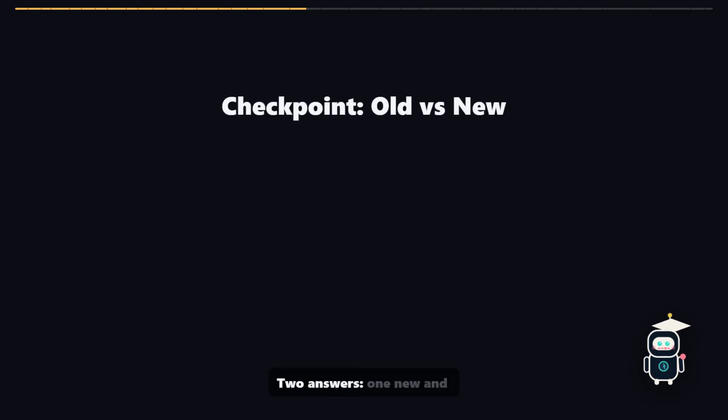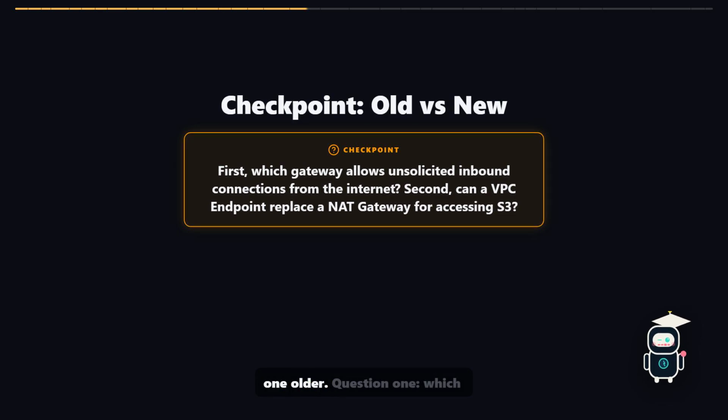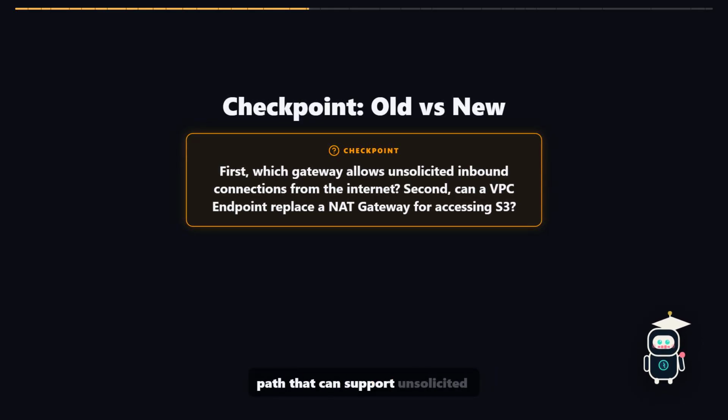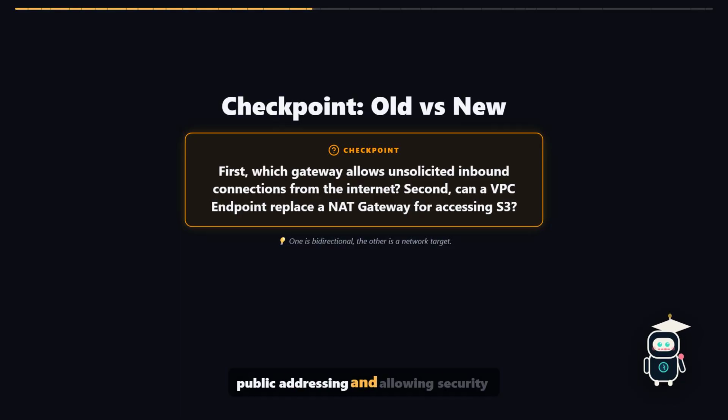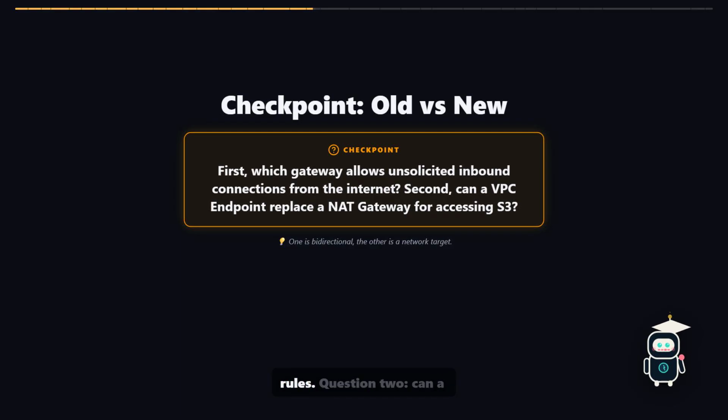Two answers, one new and one older. Question 1. Which AWS component provides the internet path that can support unsolicited inbound connections to a properly configured public resource? The internet gateway. The resource still needs public addressing and allowing security rules.